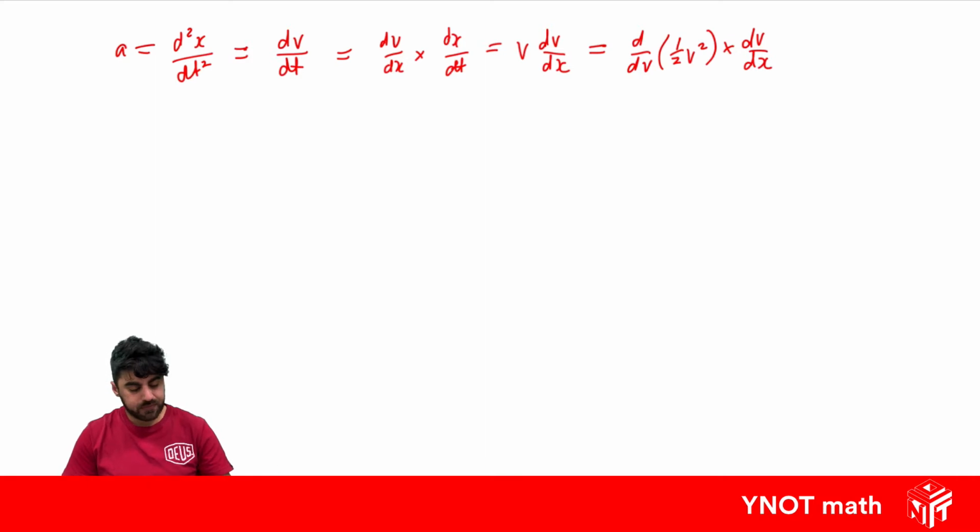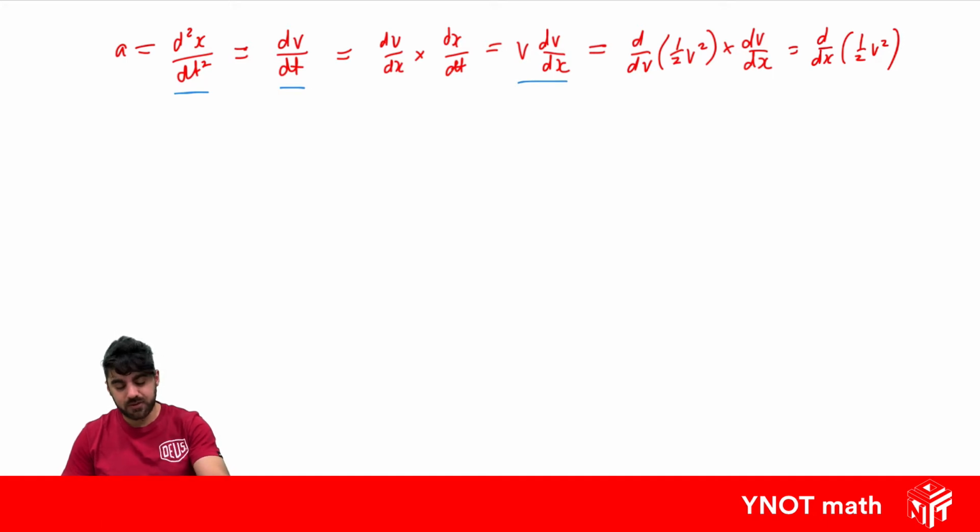And here, the dv's would cancel each other out, and we'd be left with d/dx of a half v squared. And this is another expression we can use for our acceleration. So now we know acceleration is equal to the second derivative of displacement with respect to time, the first derivative of velocity with respect to time, v times the first derivative of velocity with respect to the displacement, and the derivative of a half v squared with respect to x.